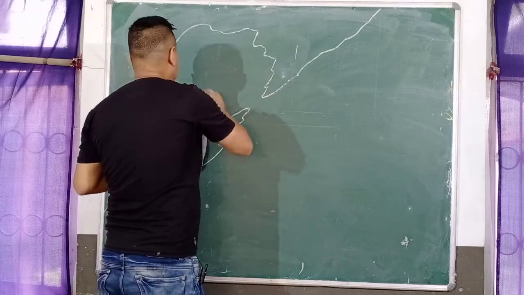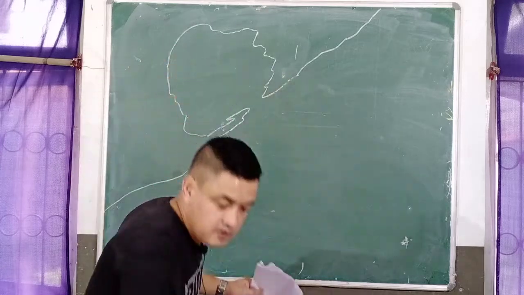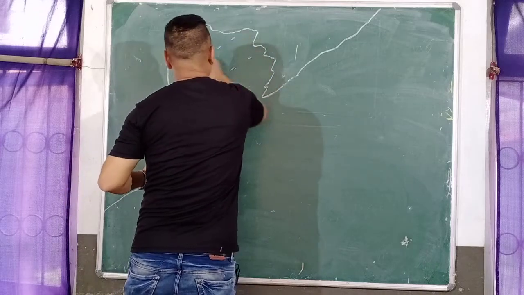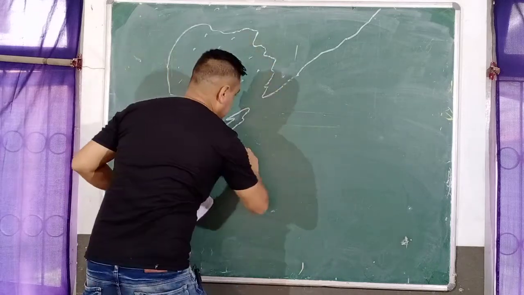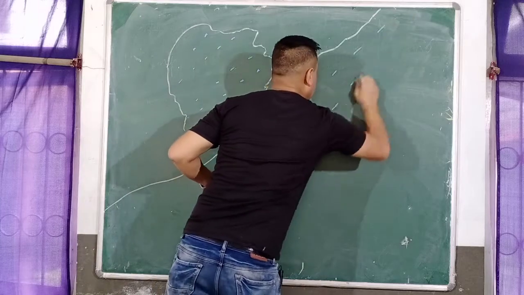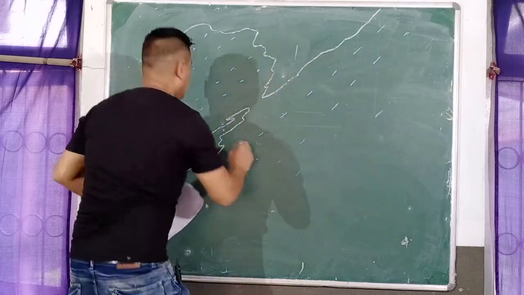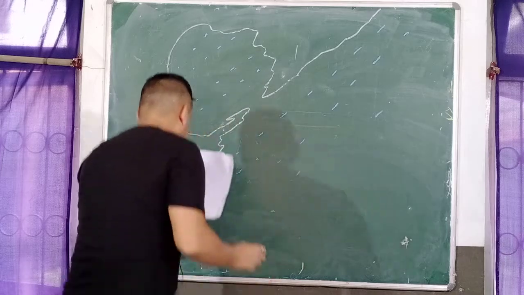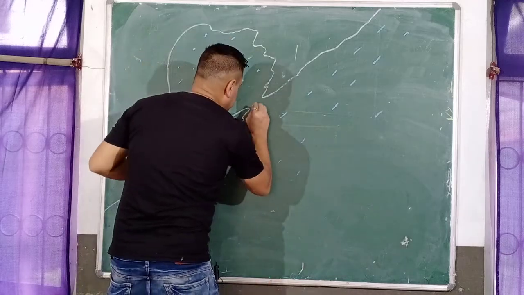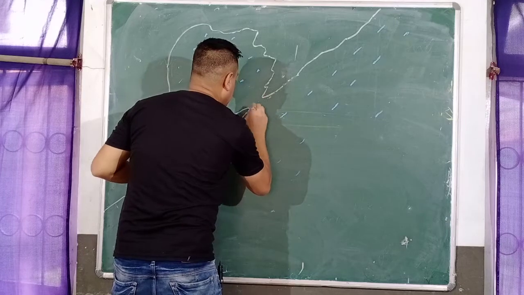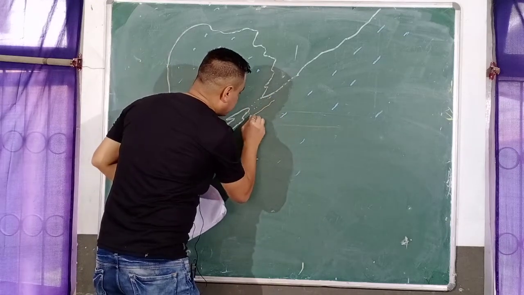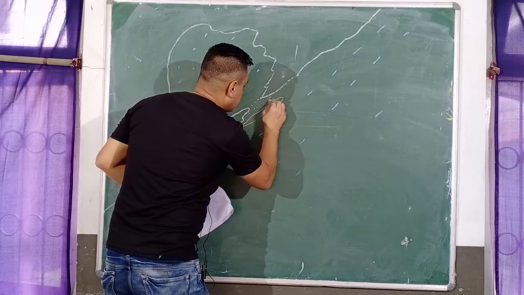Now, these are basically blue, I will use. These are basically water bodies. These are basically water. Now, I am going to draw small dots here. Okay, and I am going to draw a small land here in front of this.